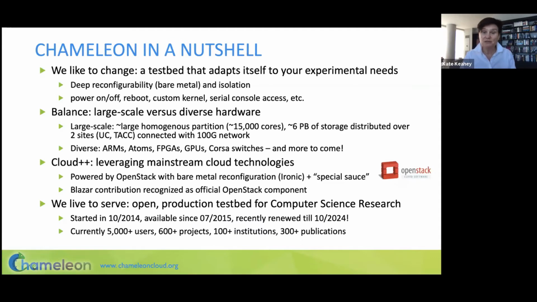And of course, we live to serve, right? This is an open testbed. Anybody with a good computer science research project can run, and it's a production testbed for computer science research, right? It started in 2014. It went into production at the end of July 2015, and it was recently renewed for 4 more years, right? So there's going to be Chameleon until the end of 2024.